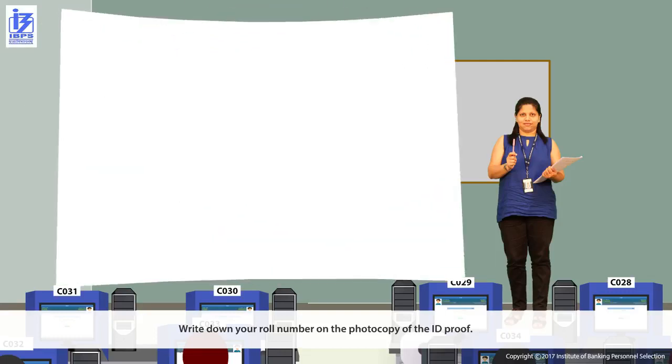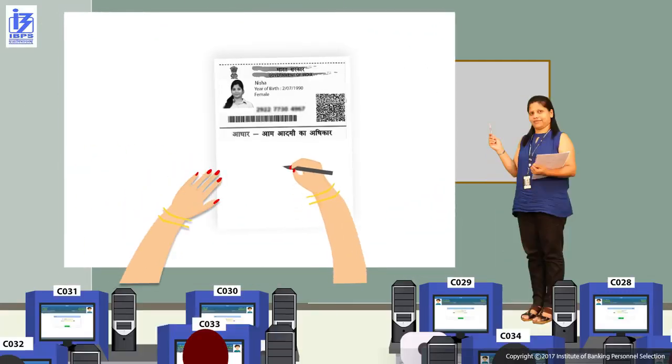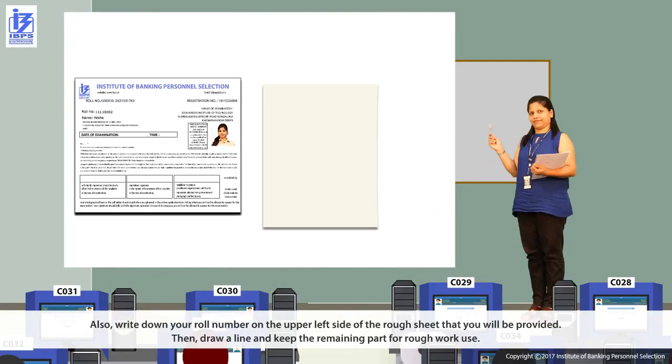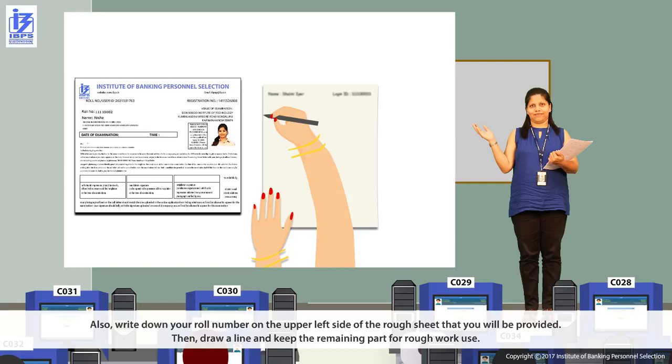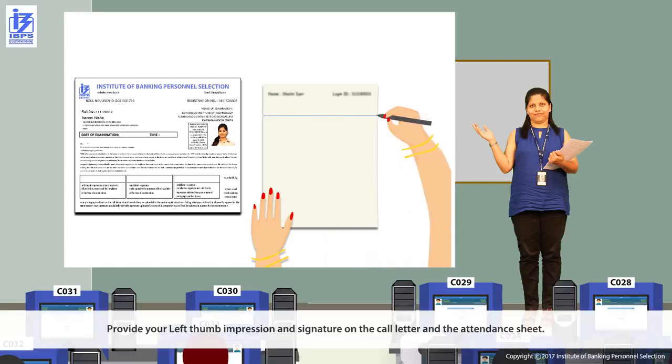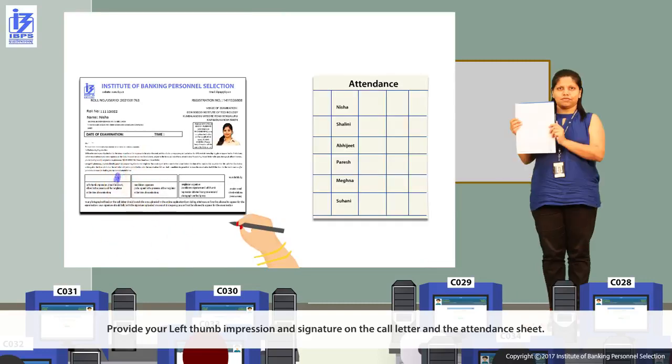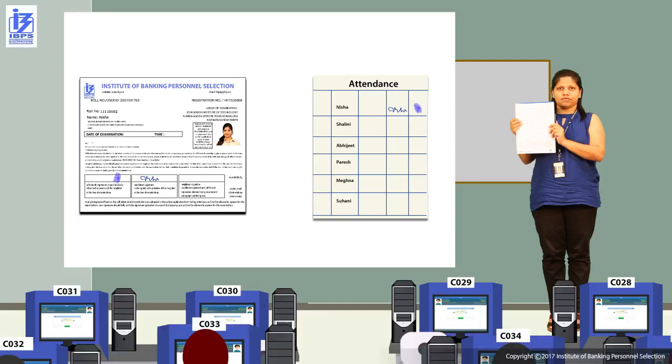Write down your roll number on the photocopy of the ID proof. Also, write down your roll number on the upper left side of the rough sheet that you will be provided. Then, draw a line and keep the remaining part for rough work use. Provide your left thumb impression and signature on the call letter and the attendance sheet.